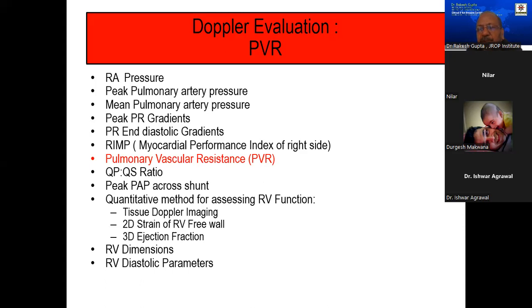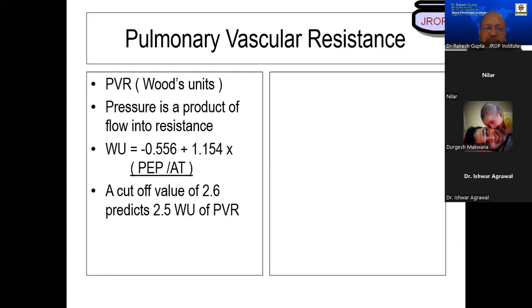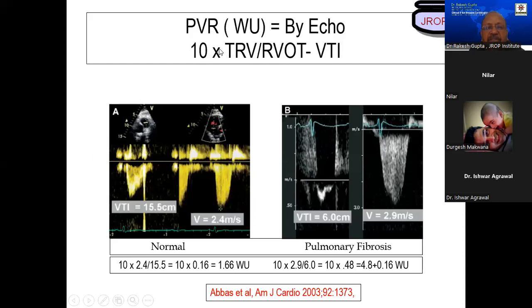Next comes pulmonary vascular resistance in this subset of population. It's a very simple formula to calculate pulmonary vascular resistance. Pressure is a product of flow and resistance, and that's calculated as Wood's units. And how do we calculate Wood's units? It's a very simple formula: 10 times tricuspid regurgitation velocity divided by RVOT VTI.